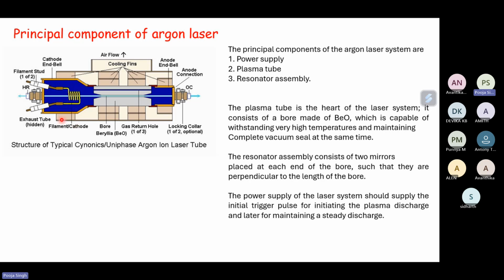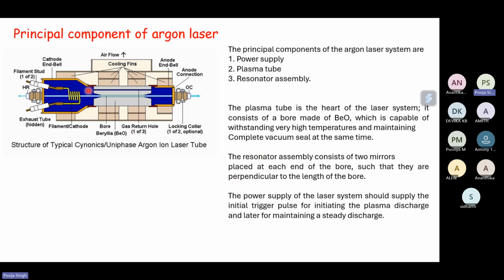So it is just electric discharge, cathodic and anodic power supply, plasma tube and resonator assembly. The plasma tube is basically made up of beryllium oxide, which is capable of withstanding very high temperature. Why does it require high temperature? Because argon is a noble gas. To remove the electron from the argon, you need a very high source of energy. Then only it can undergo excitation, because its octet is complete and it is a noble inert gas.